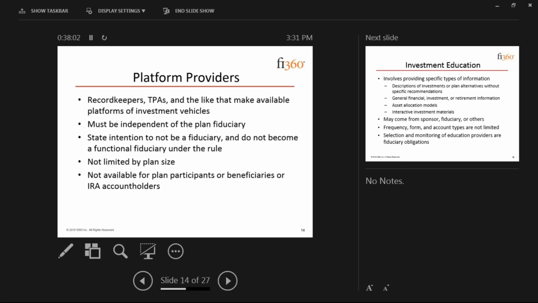So it seems to me that the platform providers are going to need to evaluate the rule and make a decision. Are we going to stay on this side of the fiduciary line and make sure we're not providing any type of advice, and then in some cases maybe even back away from some things that we may have been doing currently? Or do we want to embrace this, are we okay with becoming fiduciaries, and are we going to take that additional step? It's something that the record keepers, the TPAs, the platform providers will need to decide what they want to do there. A couple more points on this.